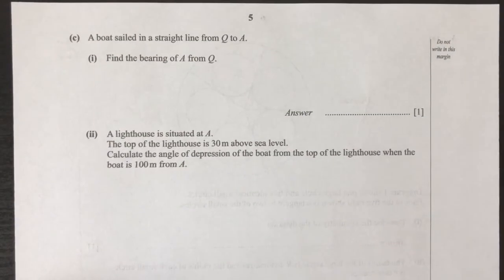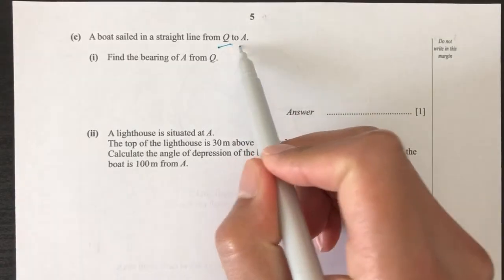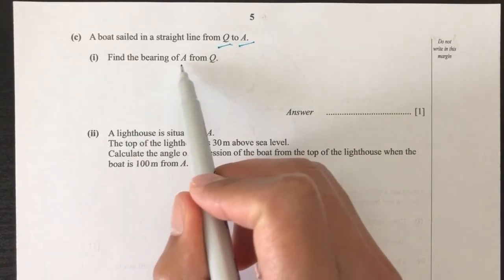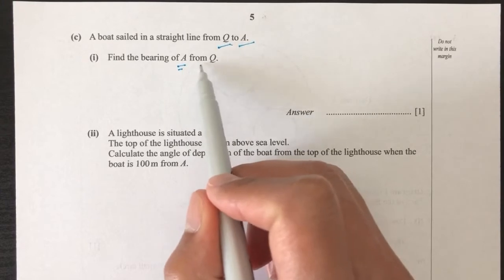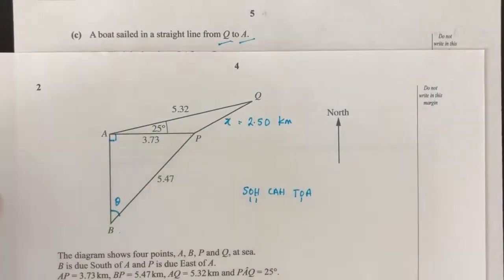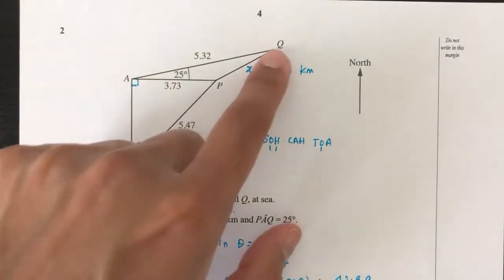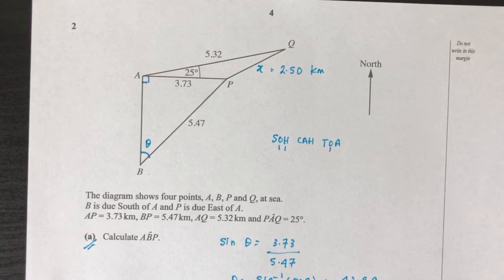Okay, moving on to part C. It says a boat sailed in a straight line from Q to A. So Q to A, find the bearing of A from Q. So we have to find the bearing of A from Q. So let's see what angle are we looking for.